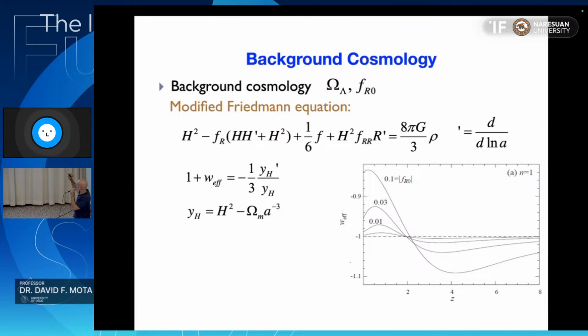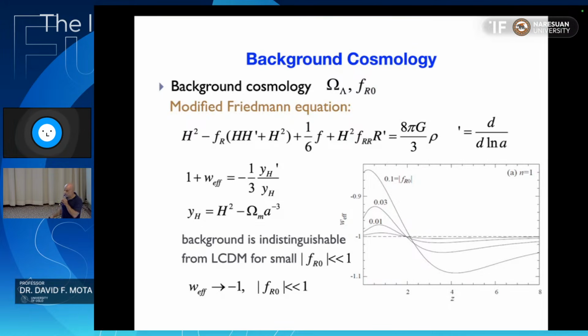Okay? If I decrease my scalar degree of freedom value today to 0.03 or 0.01, I start to approach the lambda CDM value, minus 1. Okay? So if my f_R, which is the value of my scalar degree of freedom, remember this is just a scalar field, is very small today, I'm just approaching minus 1. So my model at the background level for very small values of f_R basically is lambda CDM.